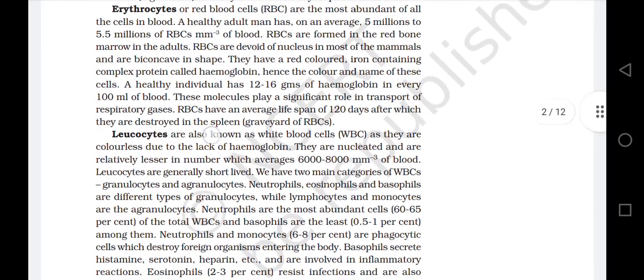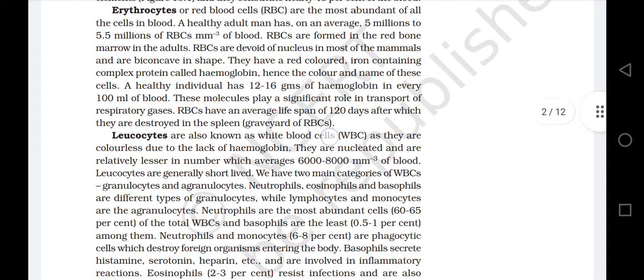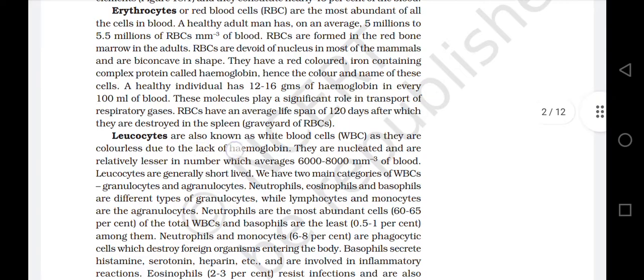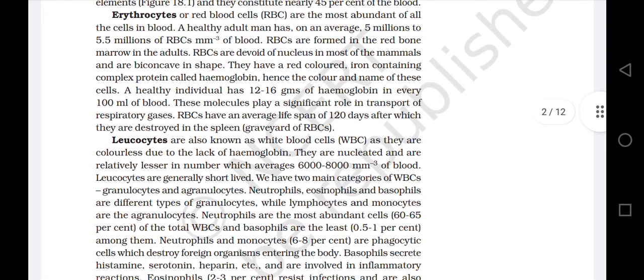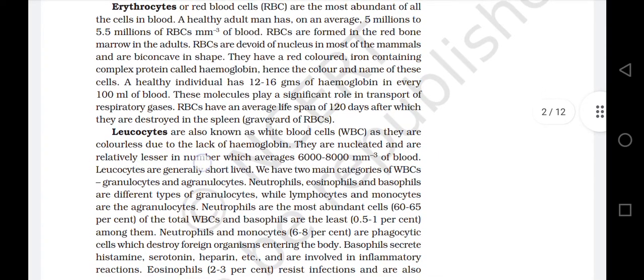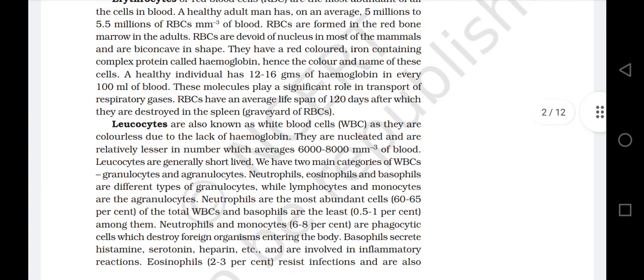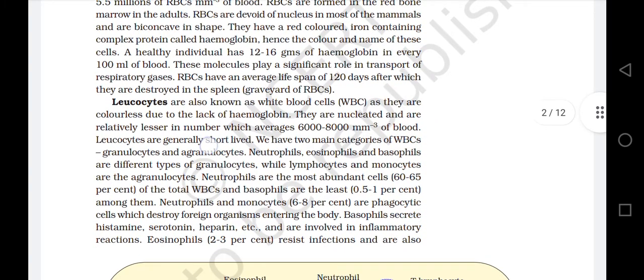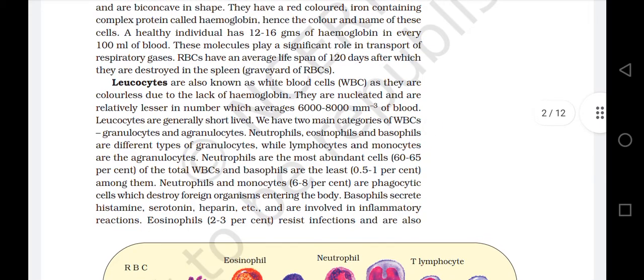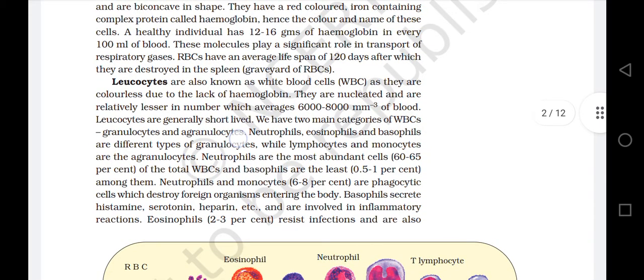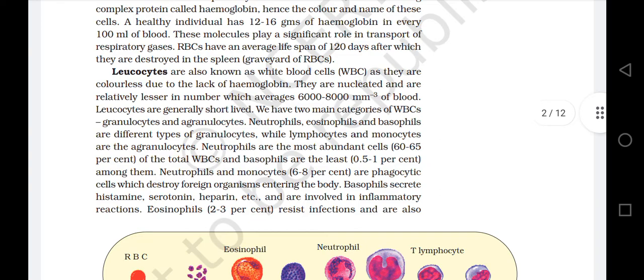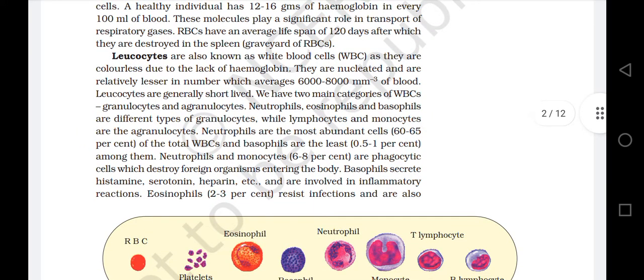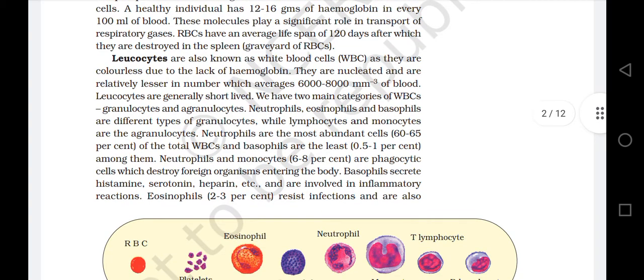Leukocytes are also known as white blood cells, WBC, as they are colorless due to the lack of hemoglobin. They are nucleated and are relatively lesser in number, which averages 6,000 to 8,000 per millimeter cube of blood. Leukocytes are generally short lived. We have two main categories of WBCs, granulocytes and agranulocytes. Neutrophils, eosinophils, and basophils are different types of granulocytes, while lymphocytes and monocytes are the agranulocytes.